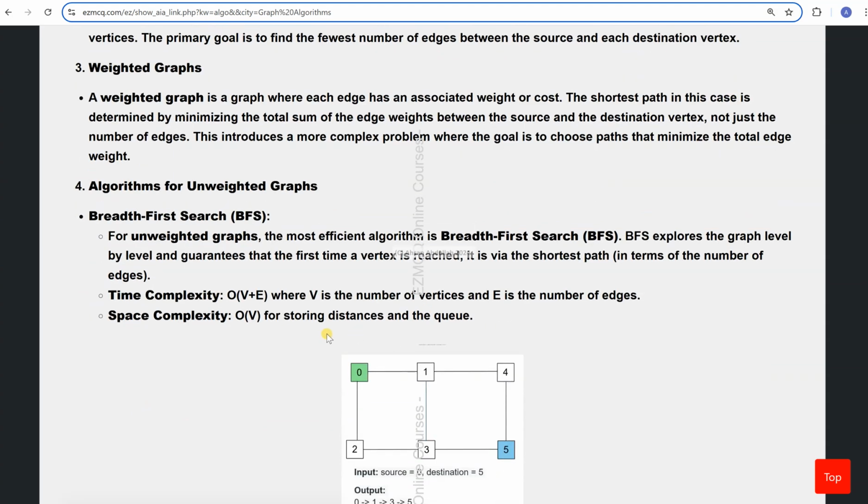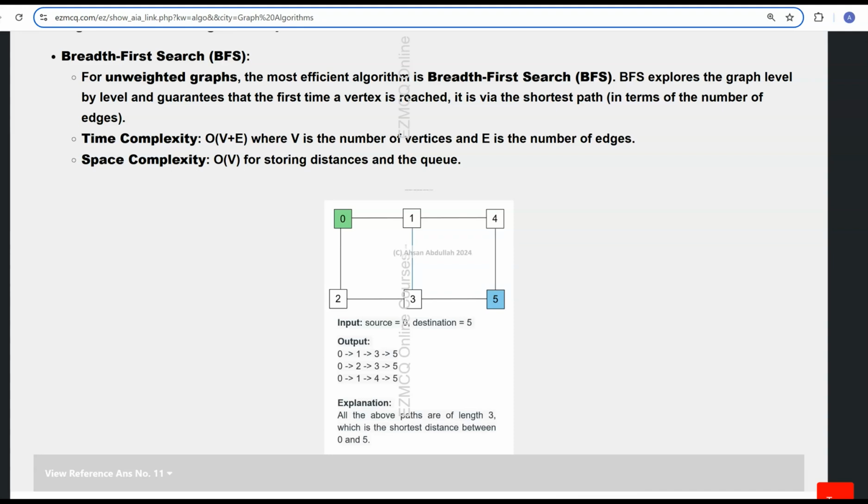So the algorithm for the unweighted graph is breadth first search. Towards the end of this topic, we'll spend more time on breadth first search. It explores the graph level by level, and towards the end of this topic you'll find an animation for breadth first search also. So let's first see how the objective is to find a route from vertex 0, starting from here and ending here.